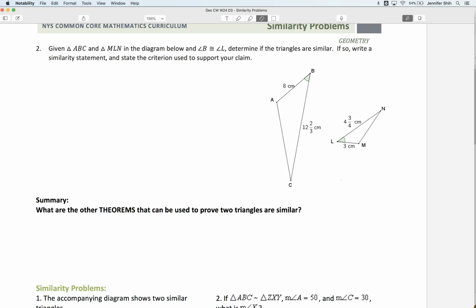This is question number 2. You might actually have to take some notes for this. We're going to talk about the criterion side angle side in this example, and I'm going to show you how to use this. If you were having trouble on the previous night's homework or classwork, this should help you right now.